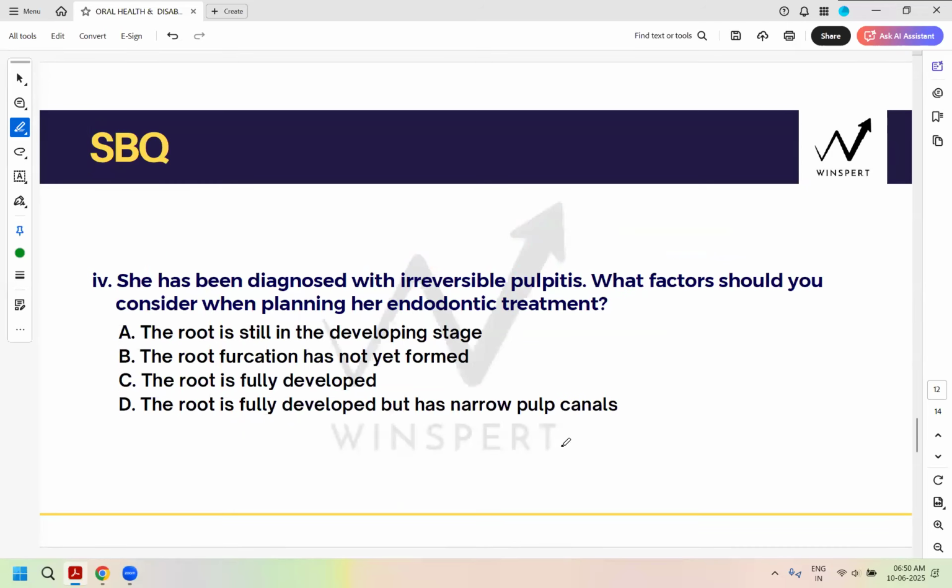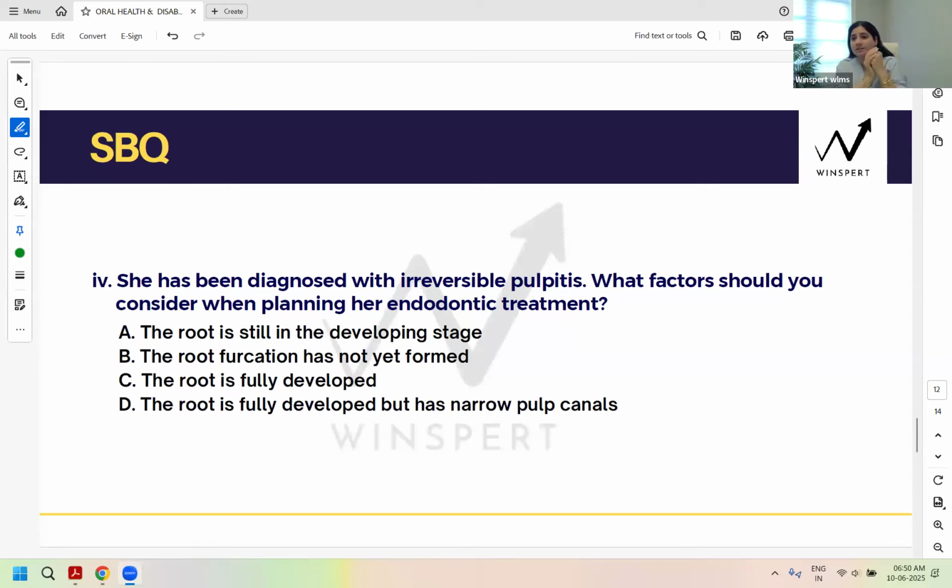Now you diagnose it with irreversible pulpitis because there's spontaneous pain, which in later stages also spreads to the periapical area. Is that true? In later stages of irreversible pulpitis, it spreads to the periapical area. Is it or is it not?